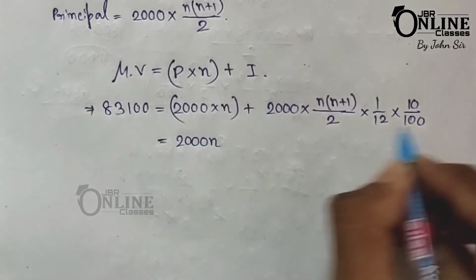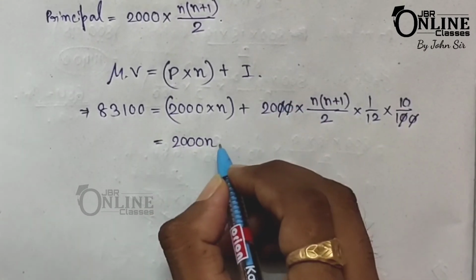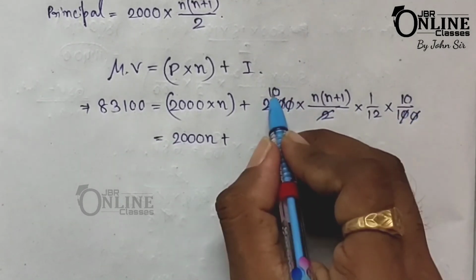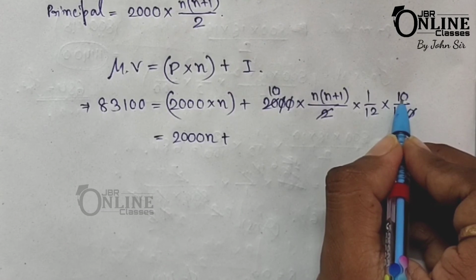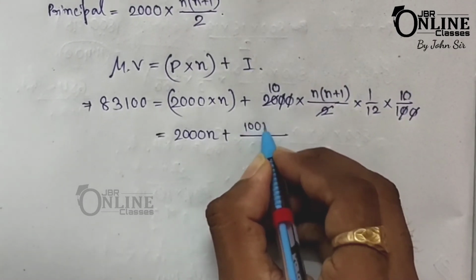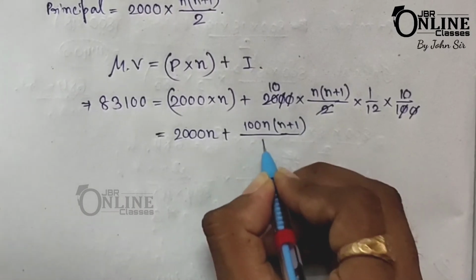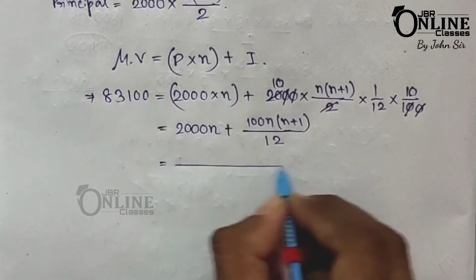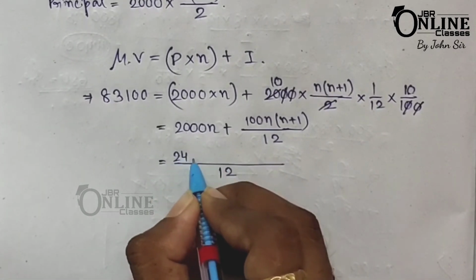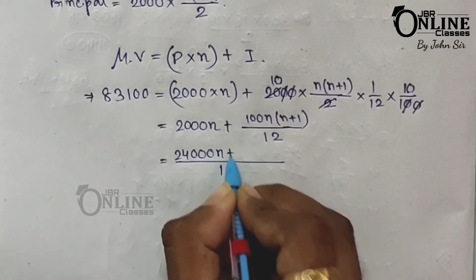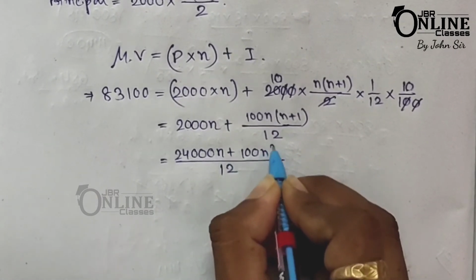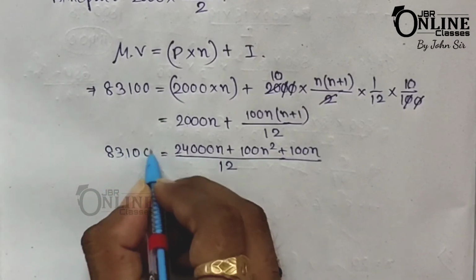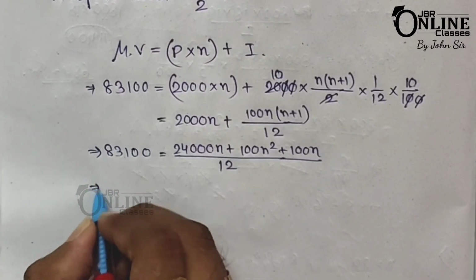So it's 2000 n, 0 cancel out. So here 2 is 10. So now 10 into 10, okay, 10 into 10, that means 100. So 100 n into n plus 1 divided by 12. Now next thing is, if you take LCM equal to 12, so that becomes 2400 n plus 100 n square plus 100 n, and that equal to 83100.